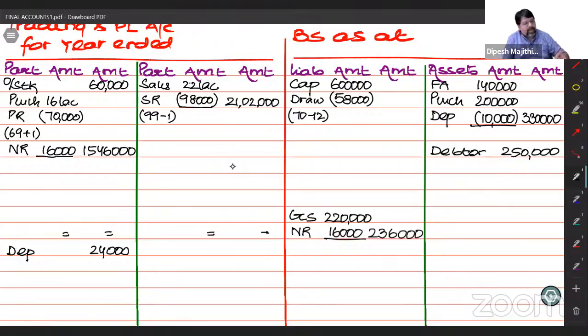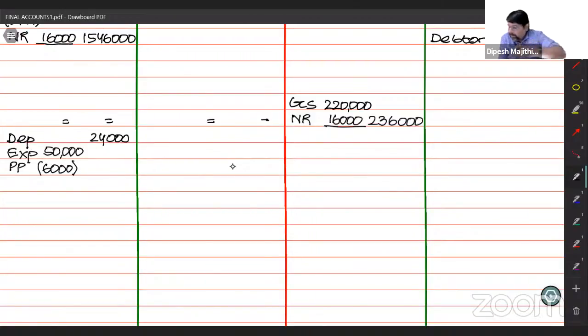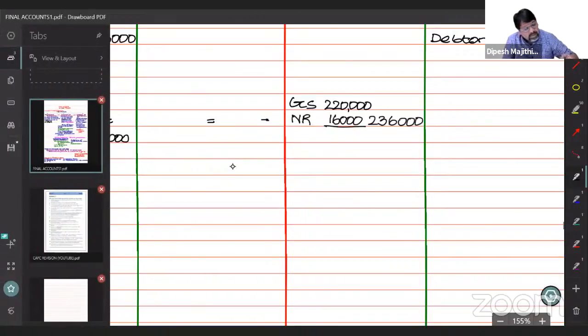Thereafter, expenses. How much is the expenses given? 50. Prepaid, last adjustment, 6,000. Yes. Then there is not recorded 12,000, that drawings wala. 12.